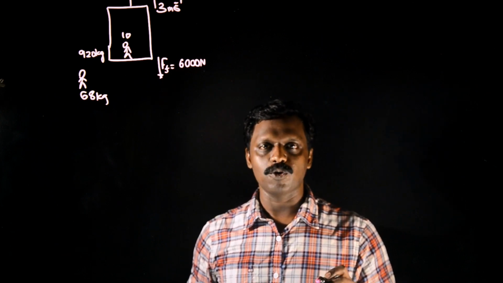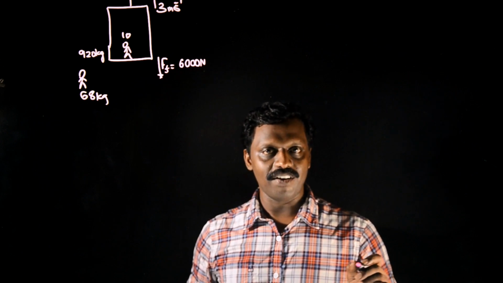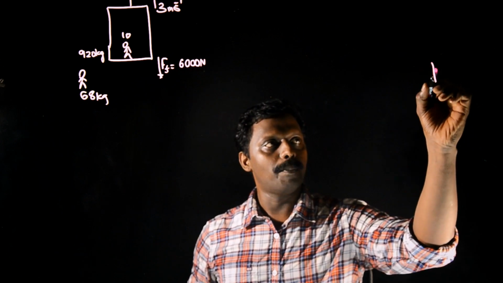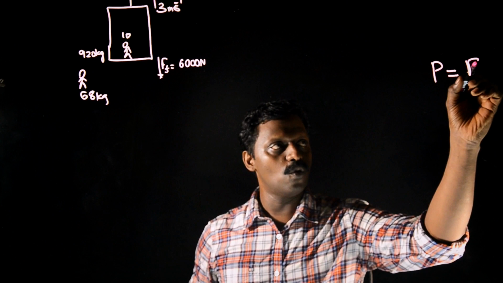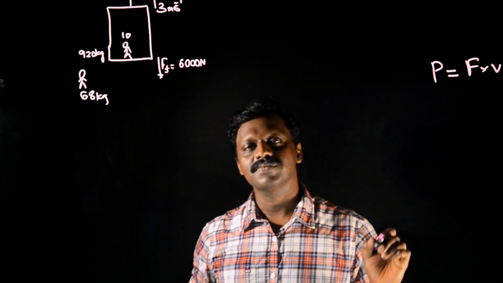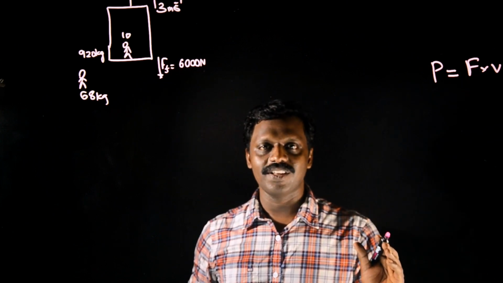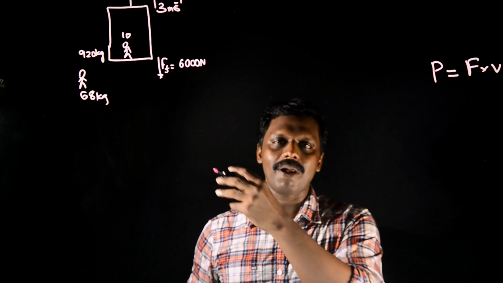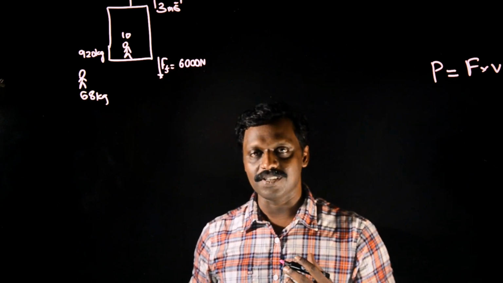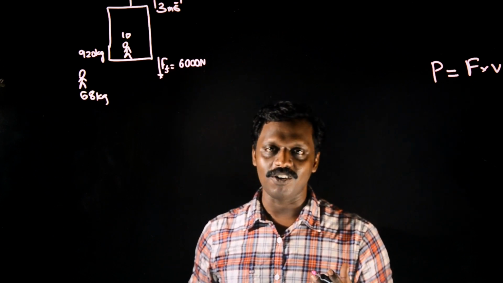This is a simple question from work power energy. So the power delivered is equal to force times velocity. We have to calculate the net force and multiply it with the velocity 3 meter per second. So what are the forces involved?